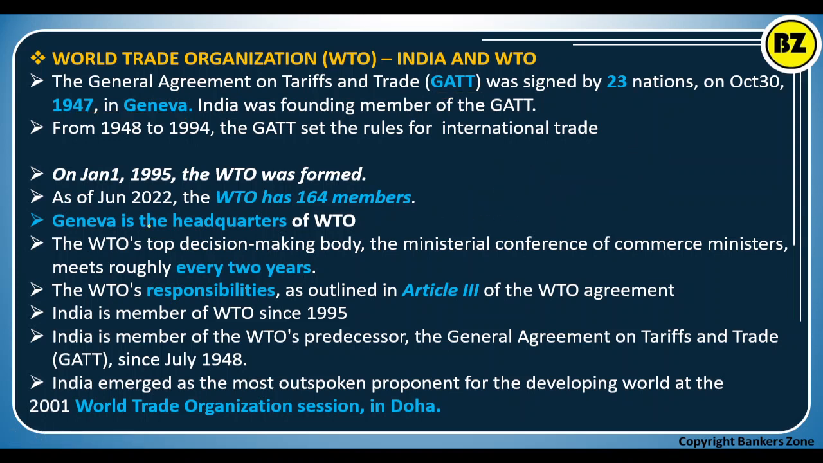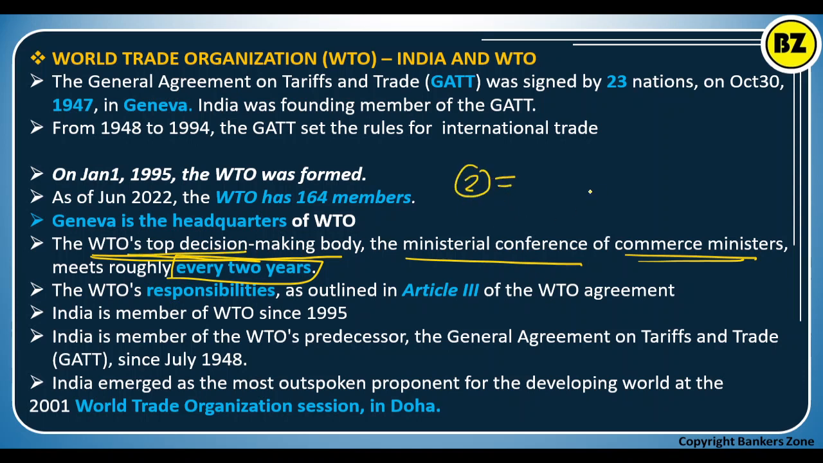Now see, WTO's top decision making body. Who makes the decisions in WTO? The Ministerial Conference of the Commerce Ministers of the members. They meet once every 2 years. So who are the decision makers in the WTO? The commerce ministers of the member countries participate.